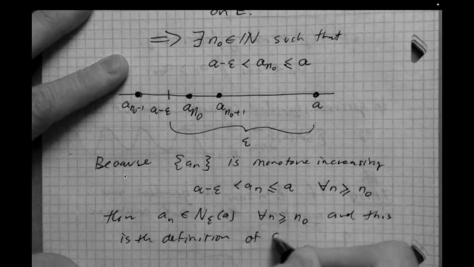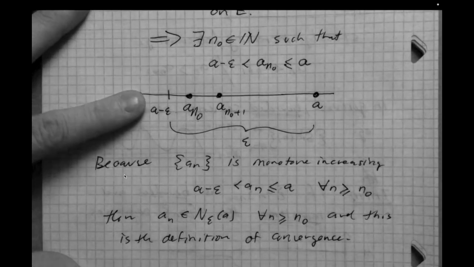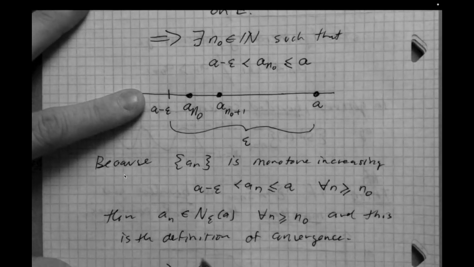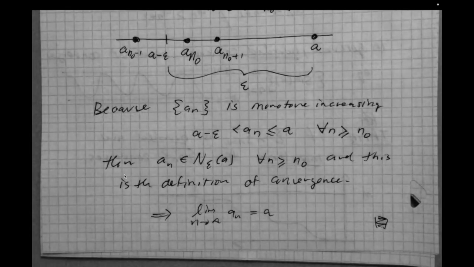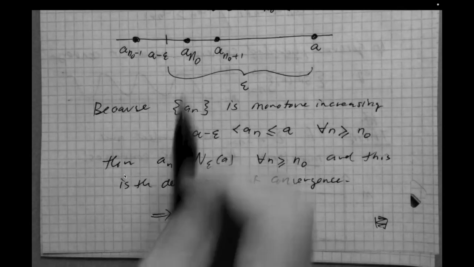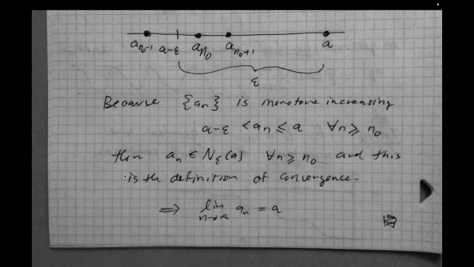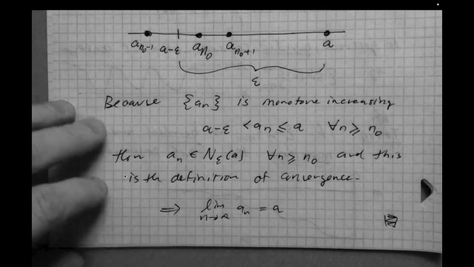This is the definition of convergence. The limit as n approaches infinity of A sub n must equal A. It is very intuitively obvious, and it's also fairly easy to prove. You just gotta remember some of these moves, epsilon neighborhoods and such. So any monotone and bounded sequence is convergent automatically. All right. Very good.